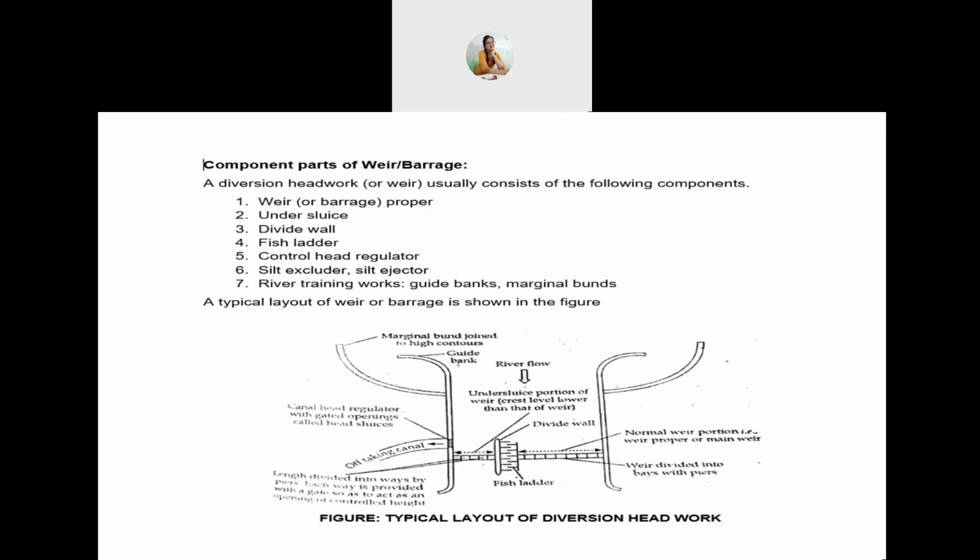Next, component parts of a weir or barrage. A diversion headwork or weir usually consists of the following components: weir or barrage proper, undersluice, divide wall, fish ladder, control head regulator, silt excluder, silt ejector, river training works, guide banks, and marginal bunds. A typical layout of a weir or barrage is shown in the figure. Regarding the component parts and the typical layout of a diversion headwork, we'll see a video now. It is long, but it will help you understand diversion headwork in detail.